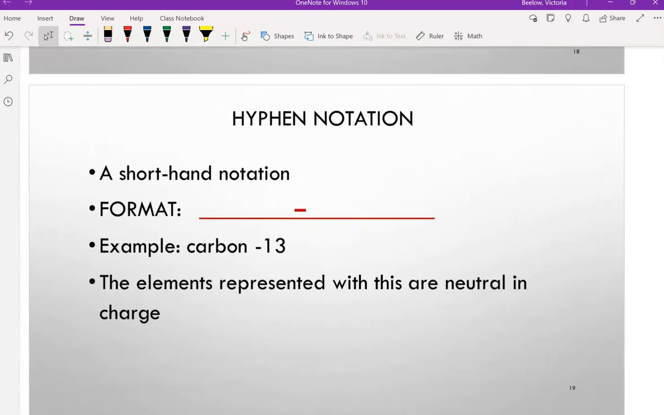Just to briefly mention hyphen notation, this is known as a shorthand notation, so it doesn't give you as much information as isotope notation would. It does tell you if it's an isotope or not, but it doesn't tell you anything about the charge. The format is the name of the element, for example carbon, then a dash, and then the mass, which is protons plus neutrons. So like carbon-13. That's an isotope of carbon because it's a little bit heavier. It doesn't tell us anything about the charge, so just assume these are neutral.